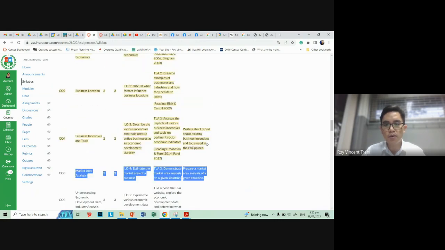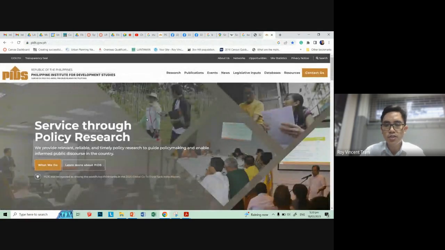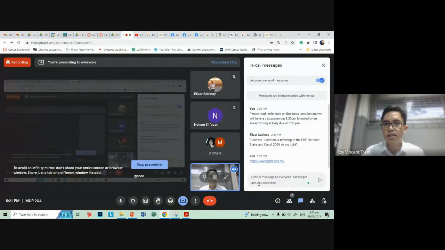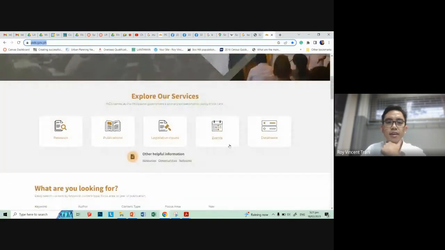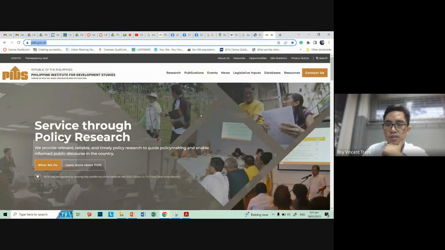We'll write a short report about existing business incentives and tools used in the Philippines, just based on your experience. I would recommend checking out the Philippine Institute for Development Studies here. So they should have resources on existing policies, and just pick one that you think is interesting. Or alternatively, you can pick some policies or some projects that are similar to your local area. Well, I'll cite some examples.